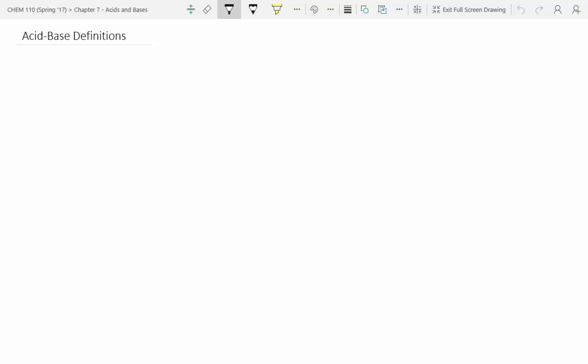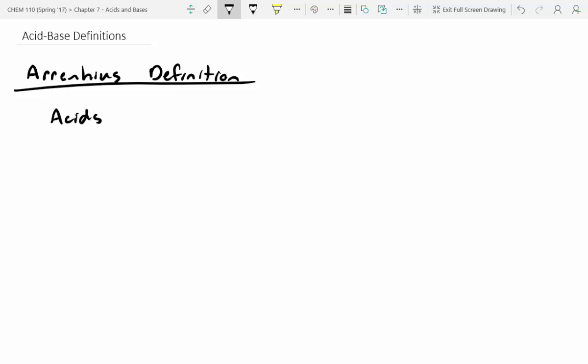So let's define them using more chemistry-related terminology instead of just slimy. There's a few different definitions that are used. The first one that was developed was called the Arrhenius definition. The Arrhenius definition was developed in, I believe, the late 1800s. And it was a simple idea that acids produce H+ in solution. H+, if you remember, is a proton.